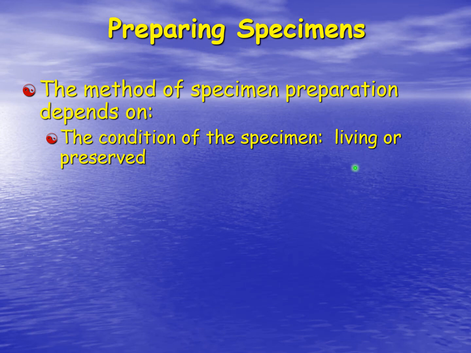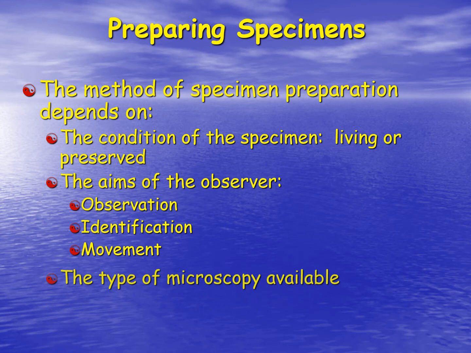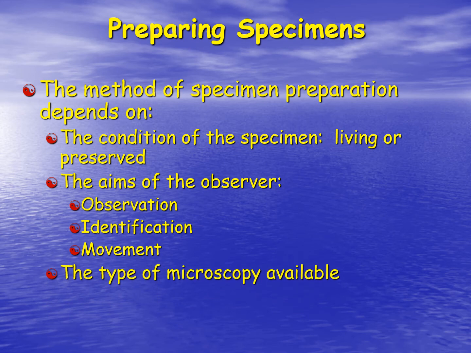So if you want to look at a living organism, stains are not going to be something that we can choose. What are the aims of observing this organism? So is it just observation? Do we want to identify it? Do we want to identify how it's moving, if it moves? And what is the type of microscopy available for me to utilize?